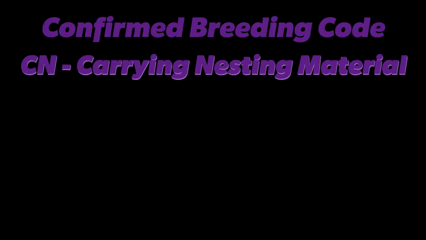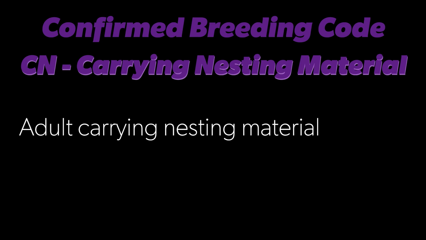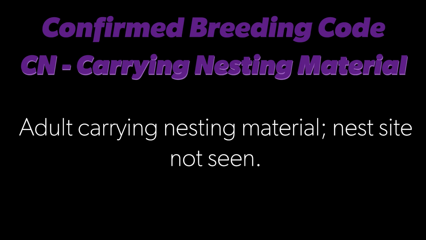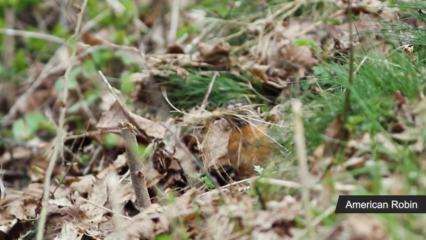Alright, we're moving into the highest tier, confirmed. Lowest in this group is CN for carrying nesting material. Sticks, twigs, and grass are pretty easy to see, but keep in mind that some material can be especially hard to detect, like a barn swallow with a mouthful of mud.